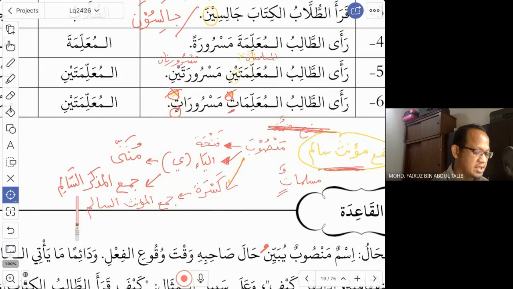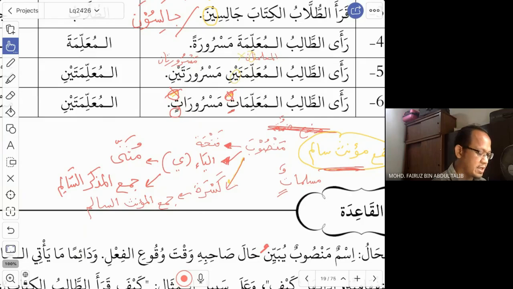So this chart is actually very important, because this not only applies to the topic of hal, it applies to all topics that are mansub. For example, maf'ul bi. Maf'ul bi is mansub, so you have to apply this to all words, all maf'ul bi, and so on. Okay, so this is the summary.